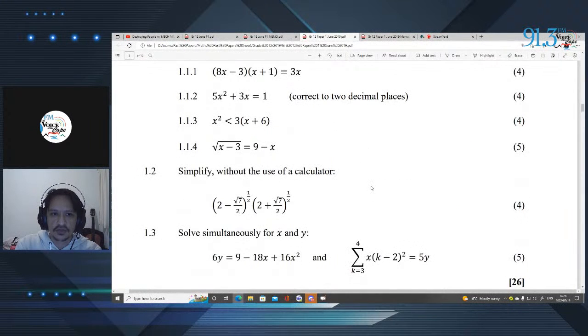So the next question, 1.2, is where things can get a little bit hairy. Simplify without the use of a calculator. Right? And this is what we're looking at. They just want us to simplify it. 2 minus square root 7 over 2, bracket, 2 plus square root 7 over 2, both to the power of half. Basically, they are both surds. They're both being square rooted.